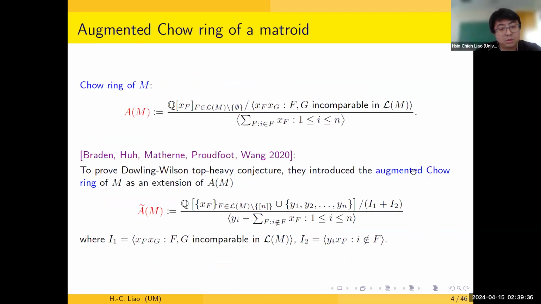Later, Braden, Huh, Matherne, Proudfoot and Wang, in 2020, tried to prove another long-standing conjecture, the Dowling-Wilson top-heavy conjecture. They introduced the augmented Chow ring of a matroid as an extension of the Chow ring, which has explicit expressions like this. You can see, compared with the Chow ring case, it has extra variables y_1 to y_n. Later we will see that the numerator part is also a Stanley-Reisner ring of some other simplicial complex. The Chow ring and the augmented Chow ring of a matroid are the main characters in our thesis.